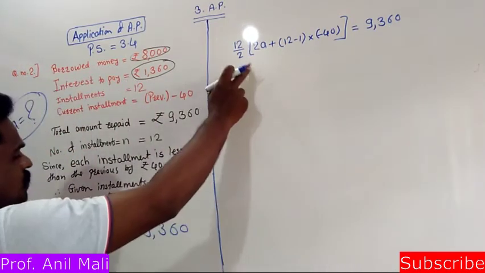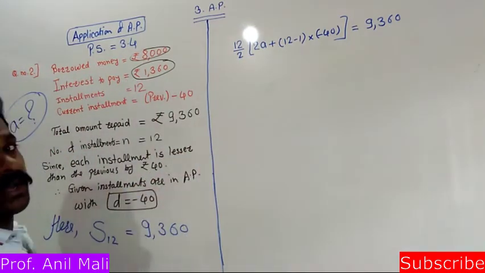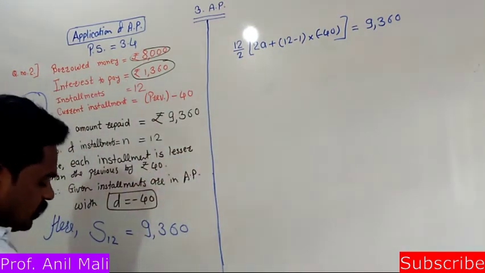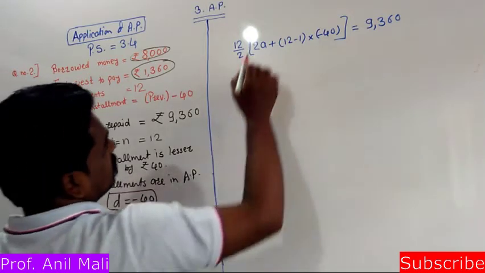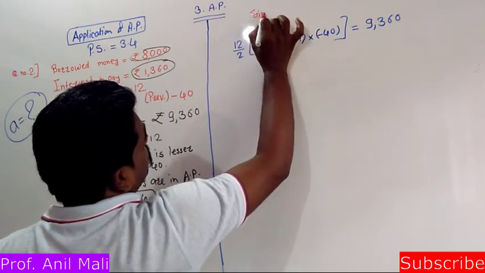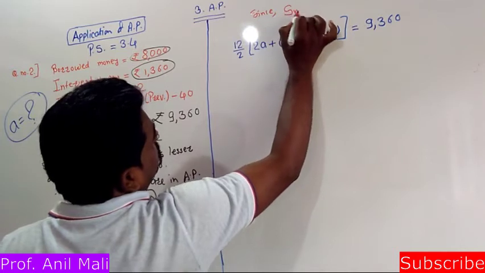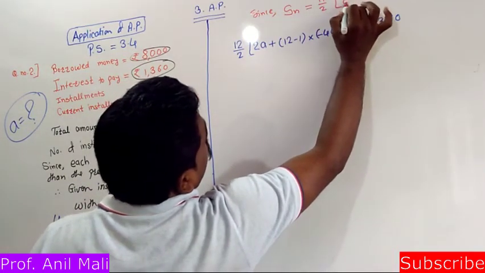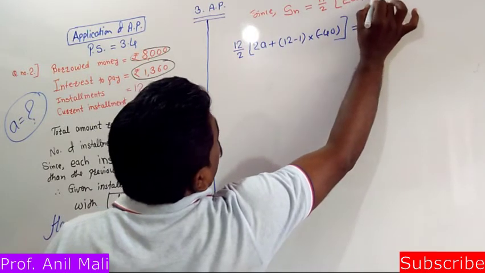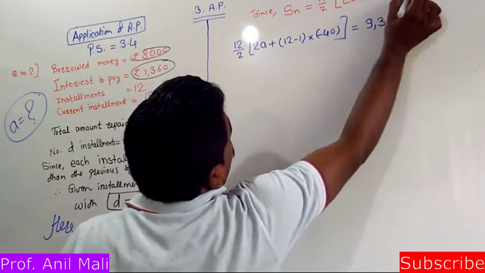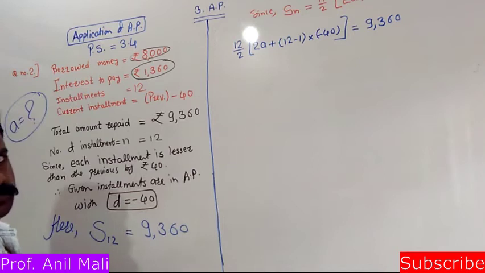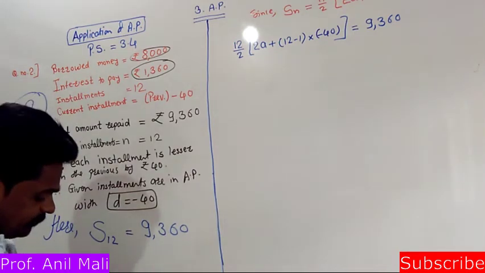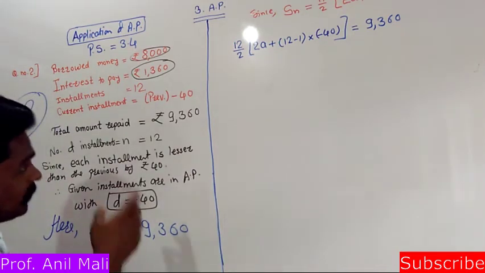Okay, we have just used the formula of Sn, and if you don't know the formula of Sn, I'll write it here: Sn is equal to n by 2 into the bracket 2a plus n minus 1 into d. So this is the formula. No problem. Now see, we will solve this one.